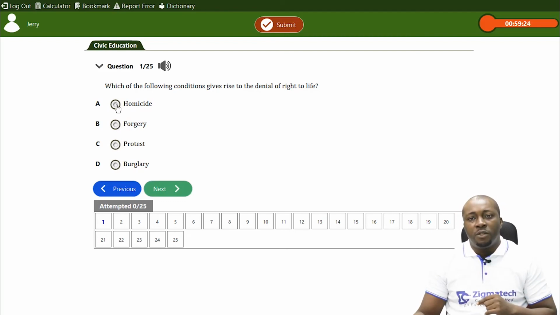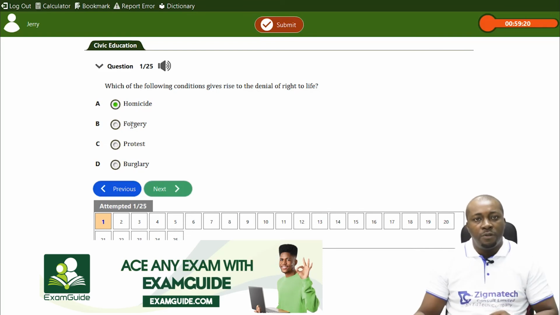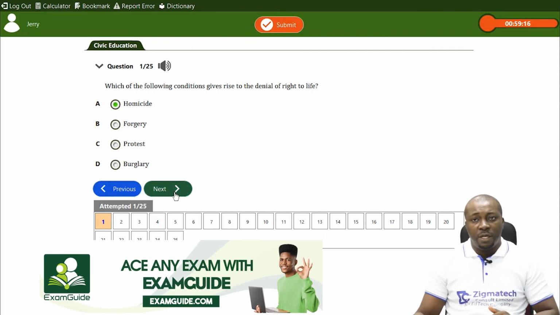Now, if you commit homicide, that is taking another person's life, you can lose your own life if you're found guilty. The court can sentence the person to death.